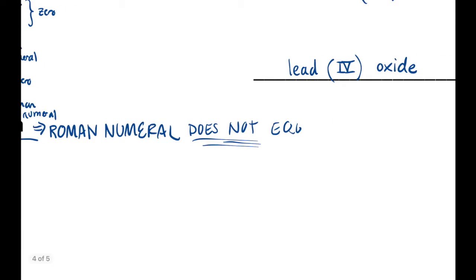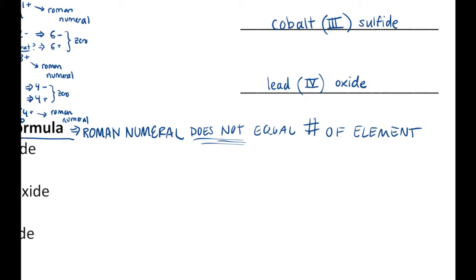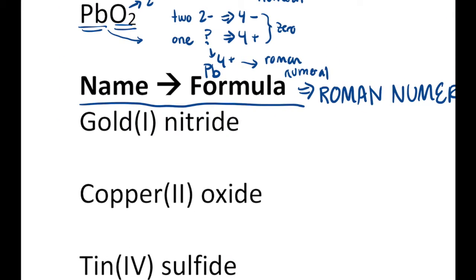Sorry, I messed up my video here. But the Roman numeral is equal to the charge of that metal. Remember that. The Roman numeral is a charge. It's not the number of that element. So we just have to track the charges and make sure that they add up to 0. Then we can figure out the number of each element that's going to be in our formula.